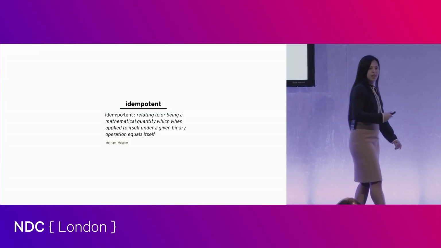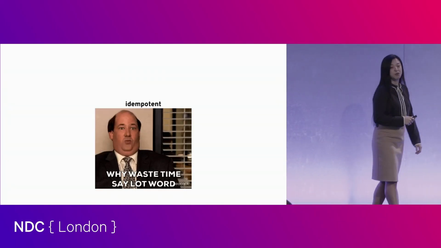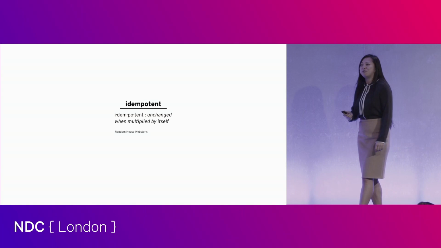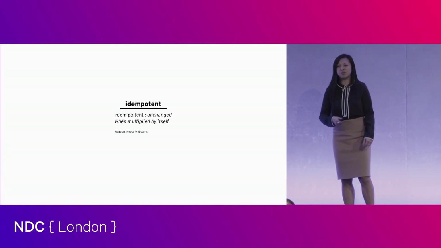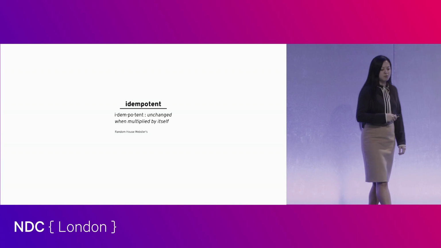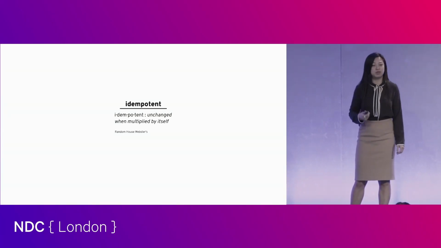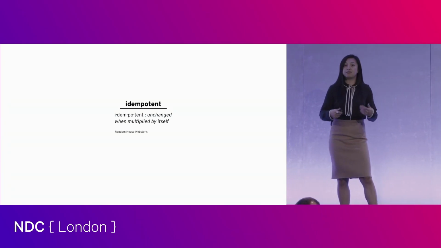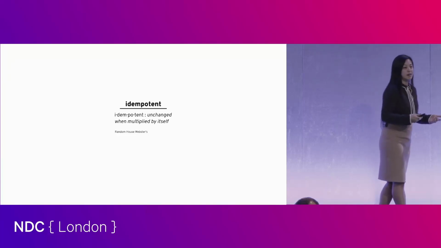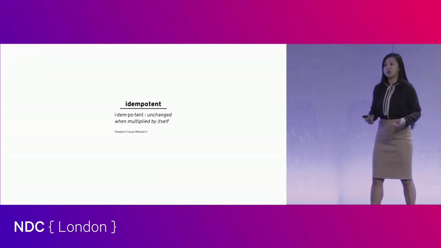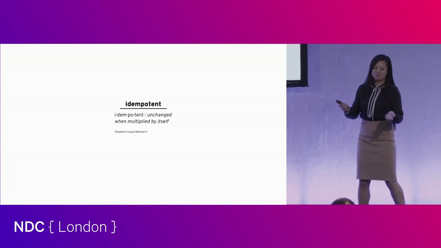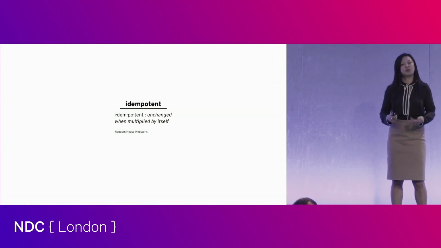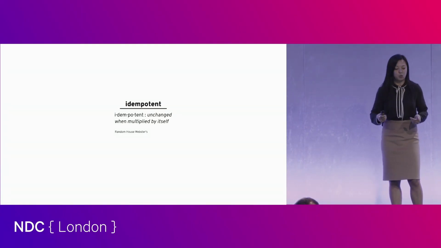It's a little bit complicated, and in the great words of Kevin from The Office, why waste time, say a lot word, one few do trick. So I looked up a different definition, one that I could actually say and understand, and that is Random House Webster's: unchanged when multiplied by itself. That makes sense to me. That comes from that mathematical quality of idempotency, that whenever you multiply two inputs, they usually come out to the same output. And this can very easily map to what we understand when we are trying to build applications in an idempotent way.